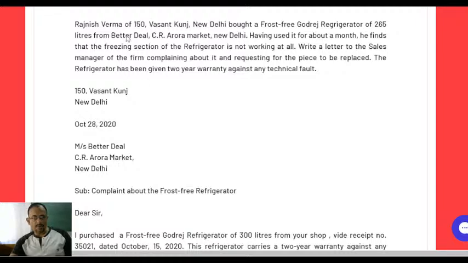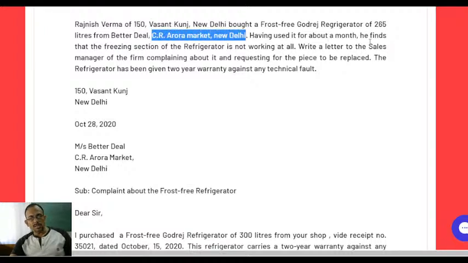Another example: you see here Rajnish Verma of 150 Basant Kunj, New Delhi. Rajnish Verma, no need to write. You have to write 150 Basant Kunj, New Delhi. This one you have to write as the sender's address. Bought a frost-free Godrej refrigerator of 265 liters from Better Deal. So this is the receiver's address: Better Deal, CR Aurora Market, New Delhi.